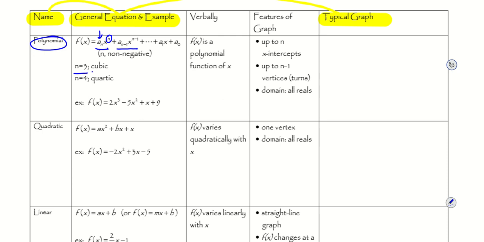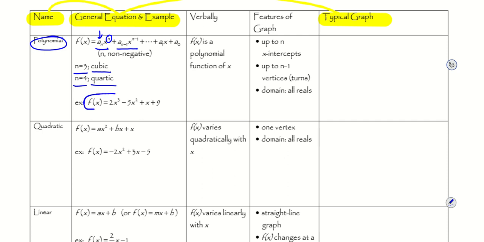If n is 3, we call the polynomial a cubic polynomial. If n is 4, we call it a quartic polynomial. If n is 5, it would be a quintic. If n is bigger than 5, you can just call it a 6th degree. So if n is 6, it would be a 6th degree polynomial.